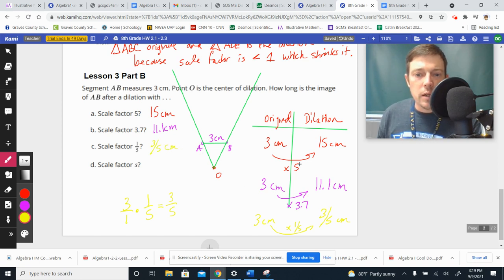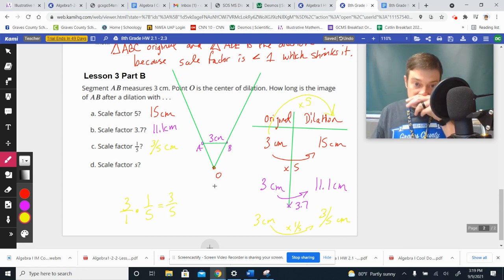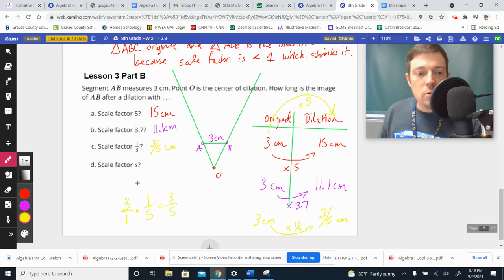So essentially all we're doing here is we're taking 3 and multiplying by the scale factor as it changes: 5, 3.7, and 1/5. So if the scale factor is called S, we essentially are just taking 3 and multiplying by whatever the scale factor S is. So as an expression for answer D, we're just going to write down 3 times S, which would look like this, 3S. Not 35, 3 times S. You can write it like this if you prefer, but that is an S, not a 5.